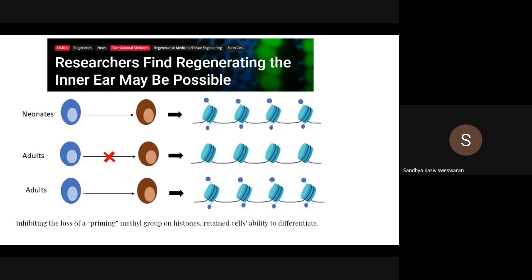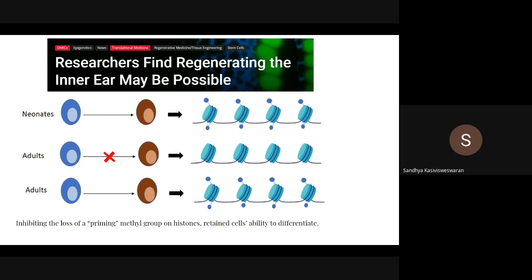This is just for the inner ear, but more and more scientists have found that epigenetic modifications are responsible for preventing regeneration in general. You can cut off a finger and you won't grow back that finger. But we all know lizards can regenerate their tails. Starfish can regenerate a limb. So there are animals out there that can do it. And what majorly prevents humans from doing it is these epigenetic marks.